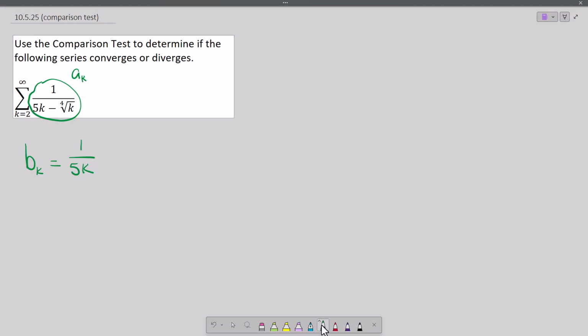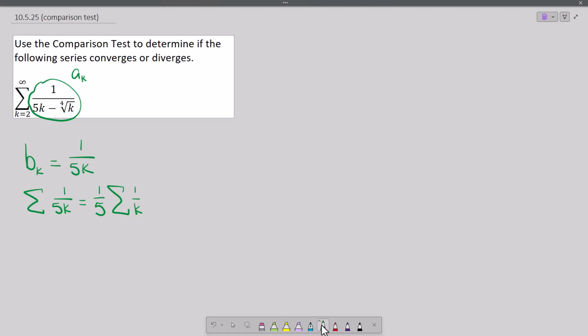Now you might also make the argument that the 5 is insignificant and you could just go 1 over k. And that's true. But what we have seen a couple of times is that if you ditch this extra multiplier, sometimes you can't make the inequality work. So I'm going to leave that in here. So the corresponding series here, 1 over 5k, that's really 1/5 times the series 1 over k. And does that diverge or converge?